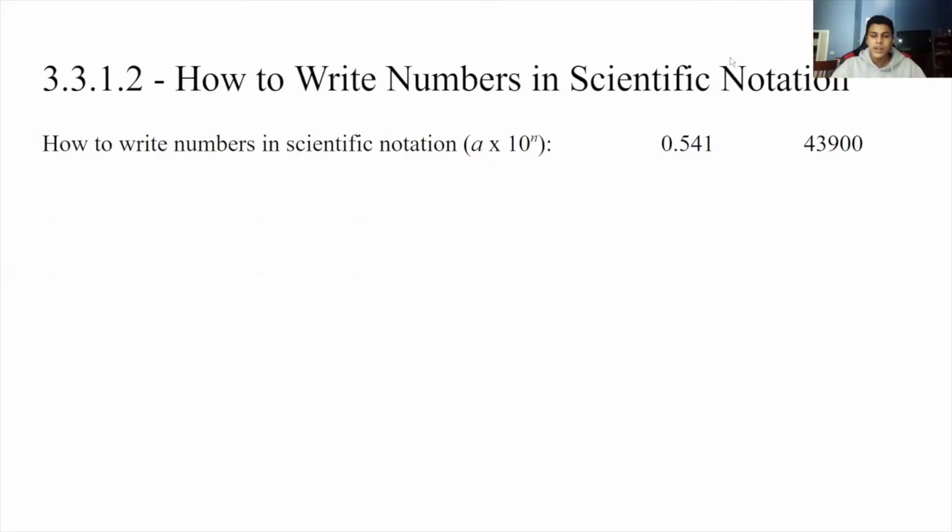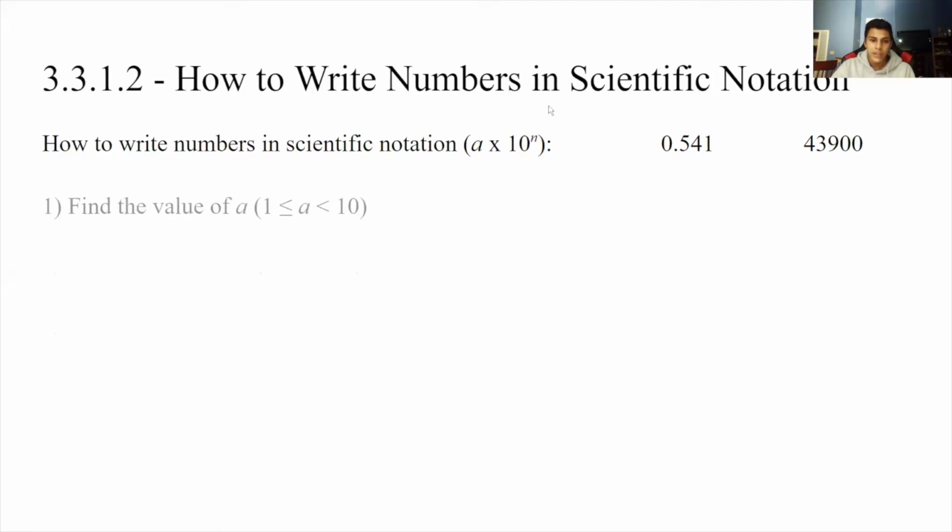Now we need to talk about how we actually write numbers in scientific notation, which is, remember, a times 10 to the power of n. To explain it, I'm going to have two different examples where I'm going to be writing 0.541 and 43,900 in scientific notation. In order to write these two numbers in scientific notation, we have two values to find, the value of a and the value of n. The first one that you should find, which is always the easier one, is the value of a.